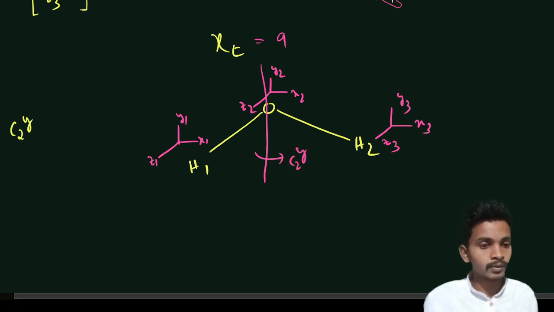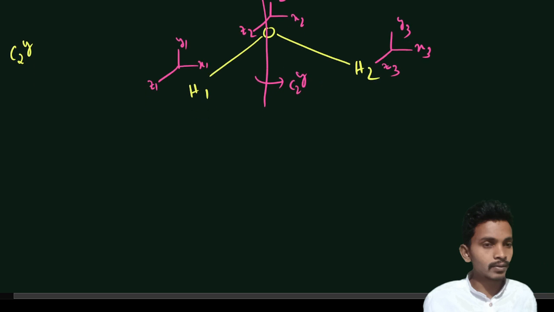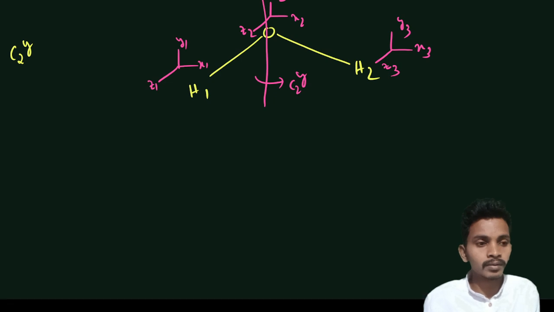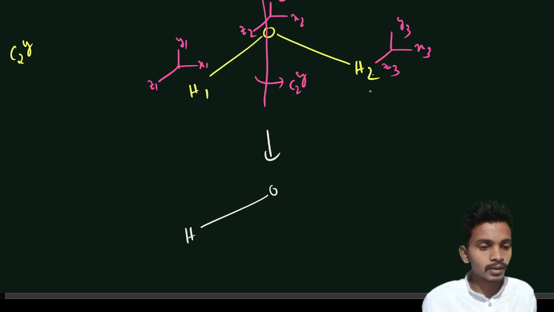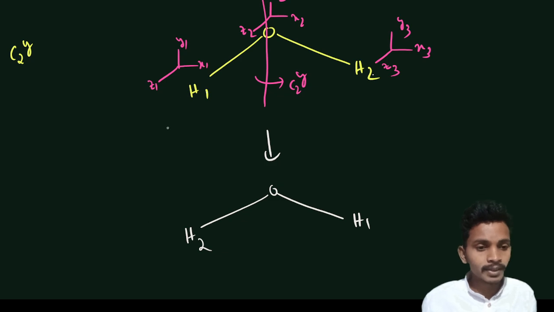So if I apply C2y, then what will happen? This and this get interchanged. It means here H2 will go, and here H1 will go. And the oxygen remains as it is, which means the coordinates will be different.